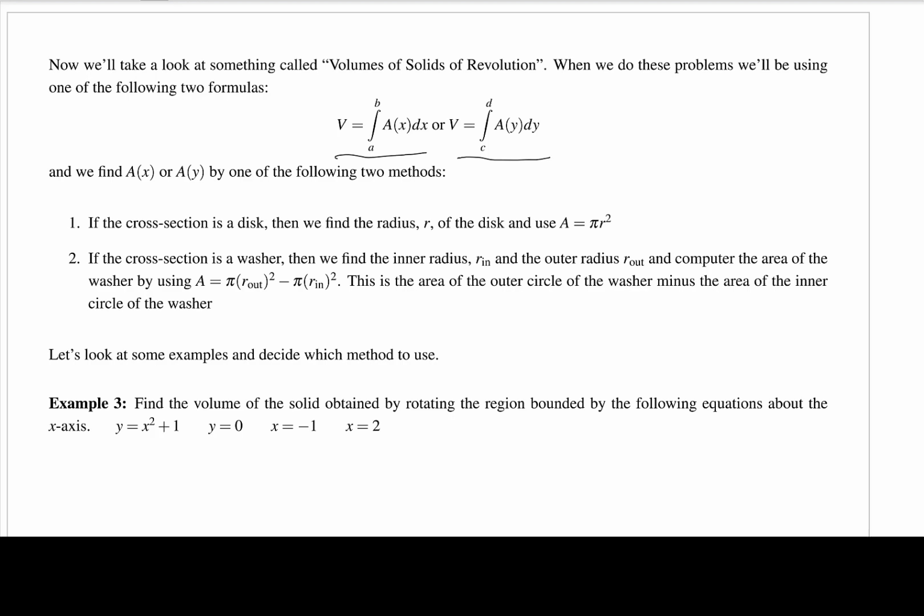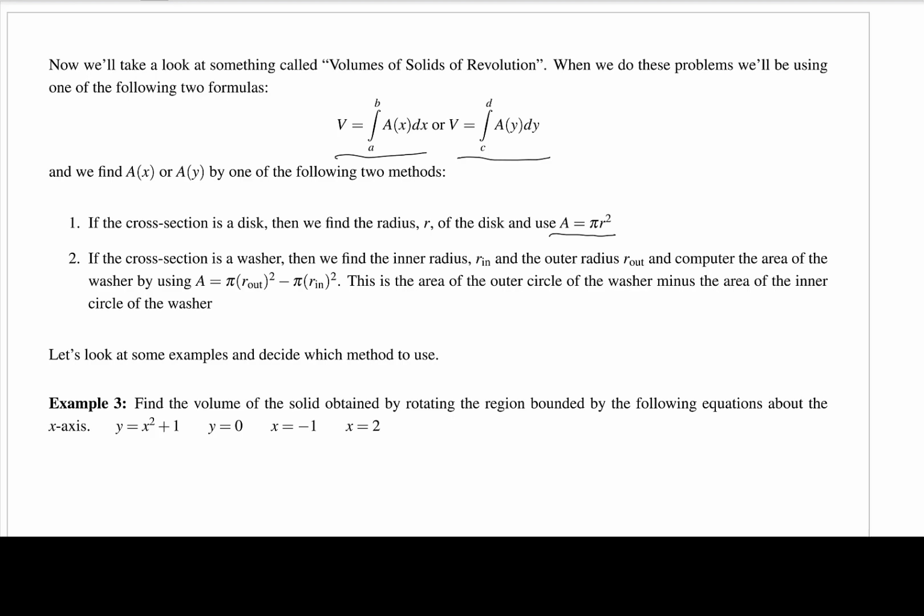Now, we're going to be using one of two following methods in this section. We'll either be using disk or washer methods. If your cross-section is a disk, then we know that the area of that disk is going to be pi r squared. And we'll look at how you find the radius of the disk.